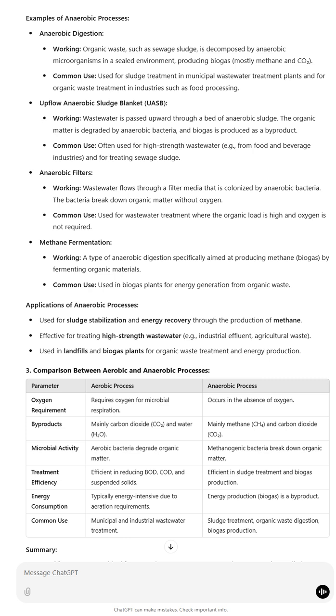Methane fermentation. Working. A type of anaerobic digestion specifically aimed at producing methane, biogas, by fermenting organic materials. Common use. Used in biogas plants for energy generation from organic waste. Applications of anaerobic processes. Used for sludge stabilization and energy recovery through the production of methane. Effective for treating high-strength wastewater, e.g., industrial effluent, agricultural waste. Used in landfills and biogas plants for organic waste treatment and energy production.